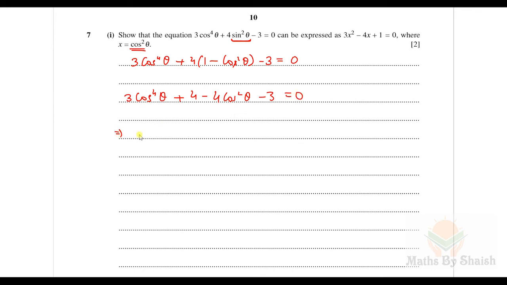We can write it as 3 times, and I'll write cos square theta and whole square because it will give cos power 4, and minus 4 cos square theta, and this plus 4 minus 3 is plus 1 is equal to 0. So if we substitute x is equal to cos square theta, then we can write it as 3x square minus 4x plus 1 is equal to 0. So that's what we needed to prove. That's it. Let's do the second part of this question.